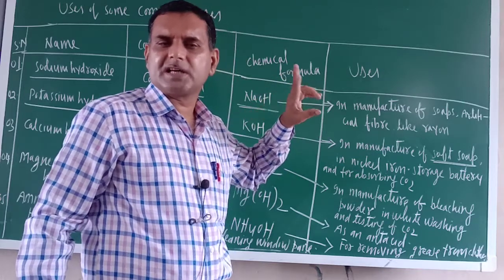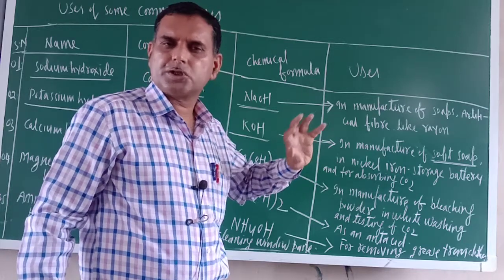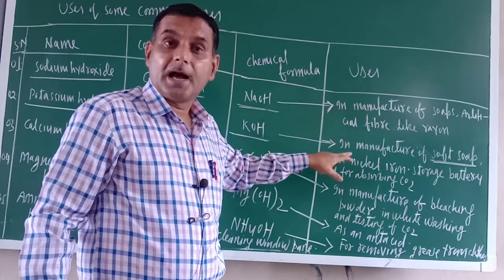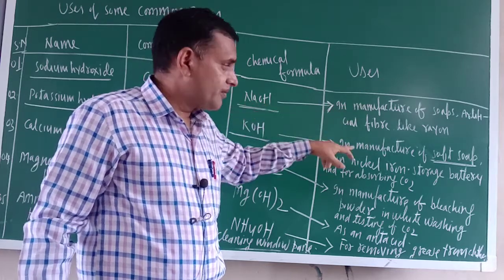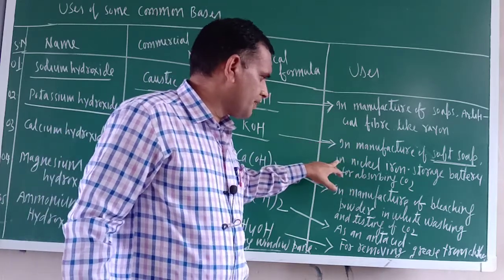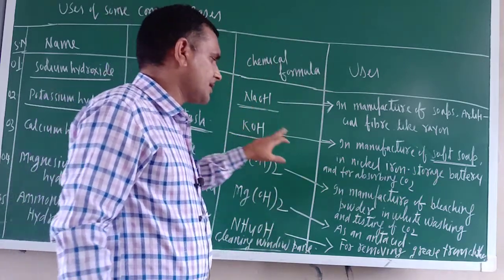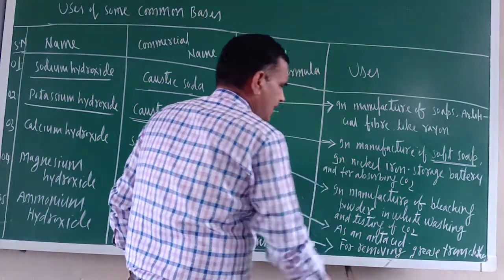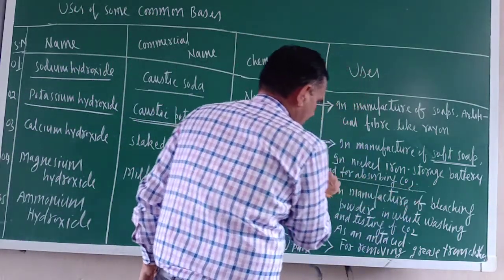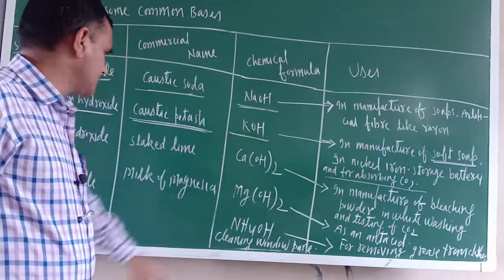The soaps are basically 2 types. One is the soaps which are used for washing clothes. They are hard soaps, and here NaOH is used. And for bathing soap, KOH is used. So KOH is used in manufacture of soft soap, in nickel iron storage battery, and for absorbing CO2. Please remember, 3 uses are there.